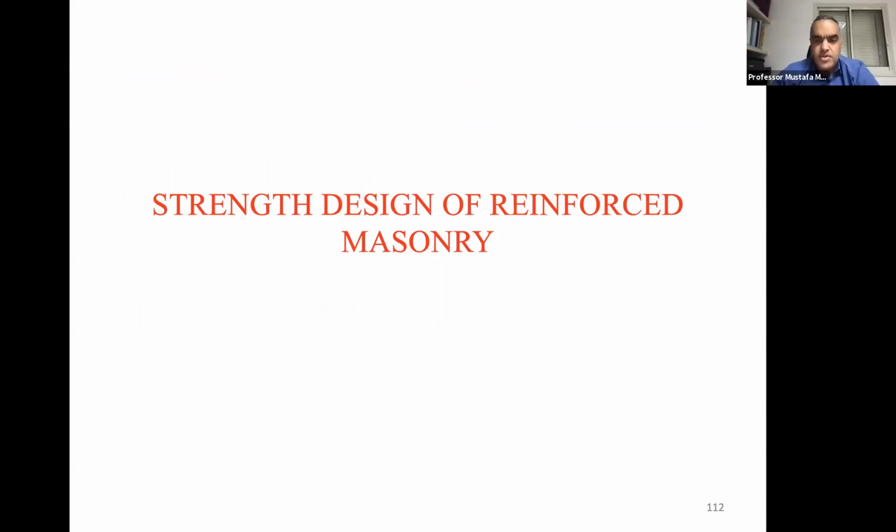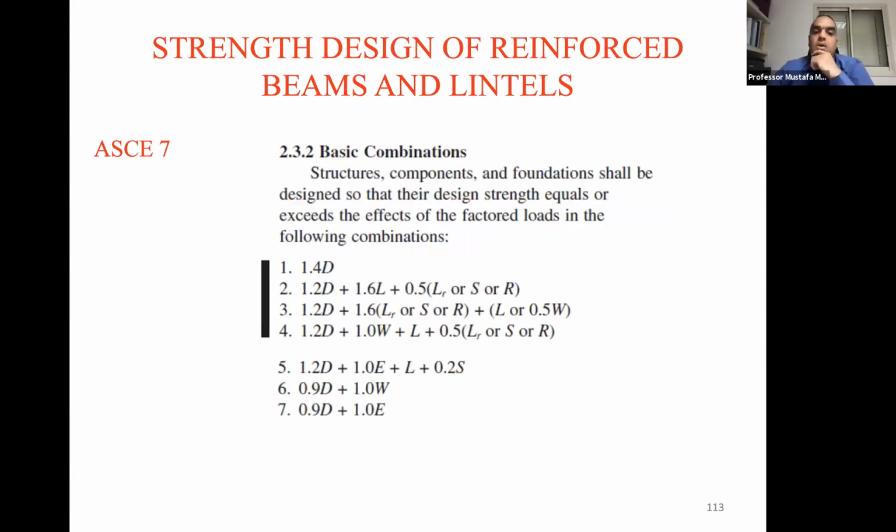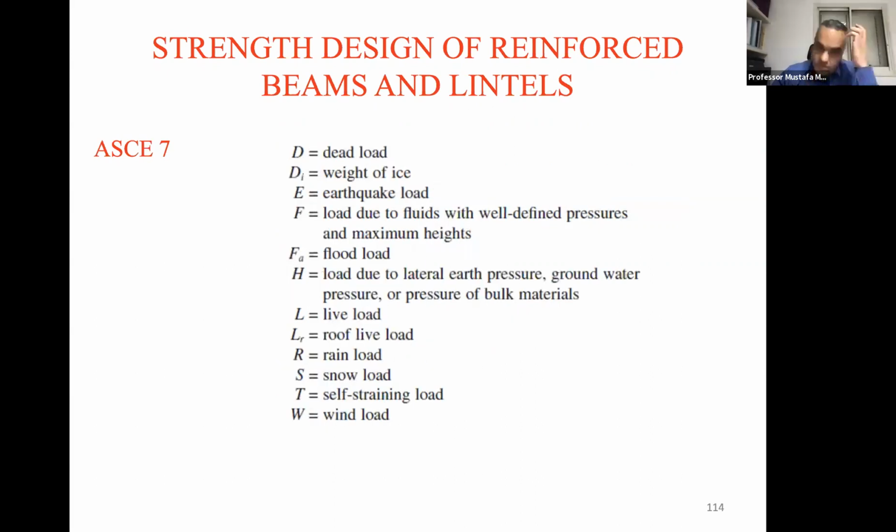Now let's talk about strength design for reinforced masonry. This is important because in some areas, like California, for example, you have to use reinforced masonry. That's number one. For seismic application, you have to use strength design, not ASD. So that's important. For that we use the ASCE 7 load combinations for strength design. Everything is defined here for these load combinations.